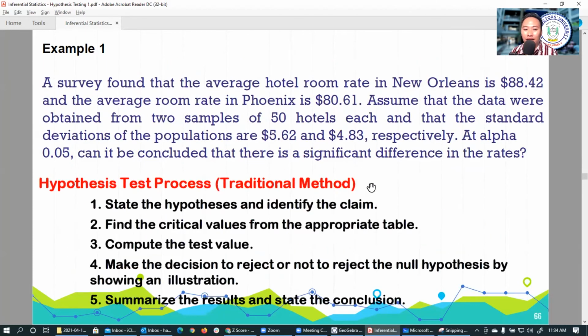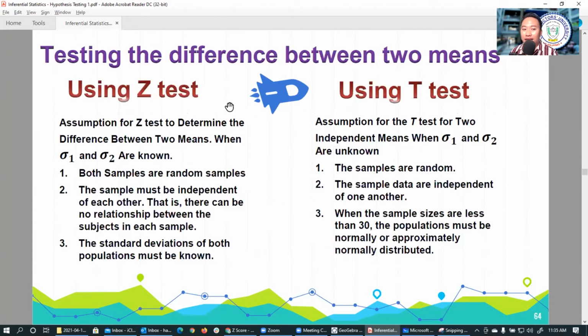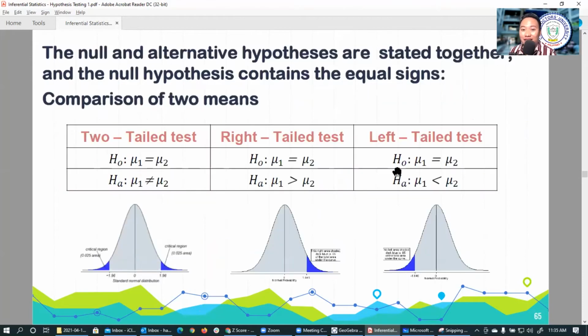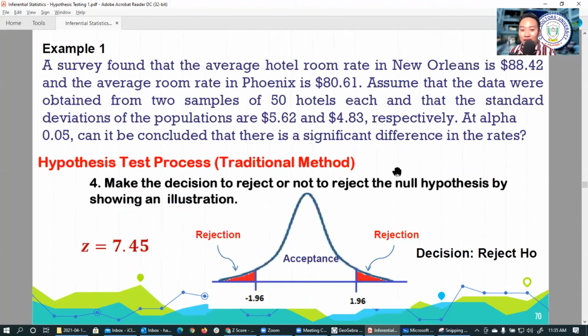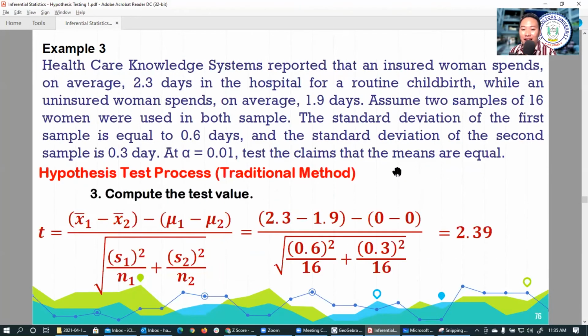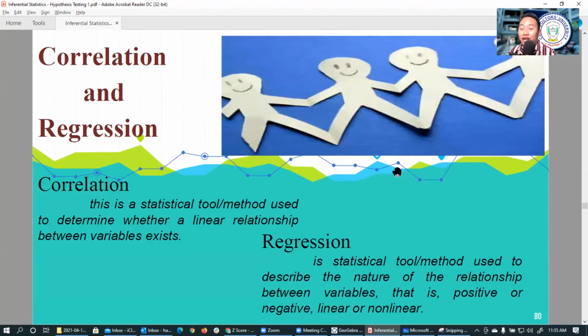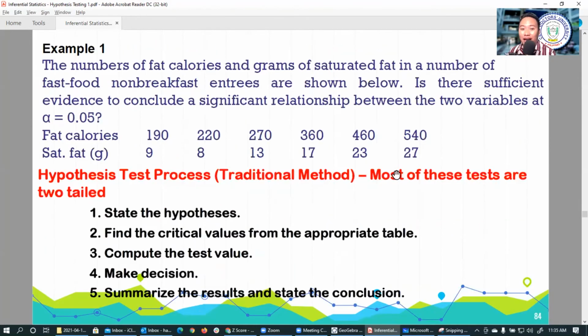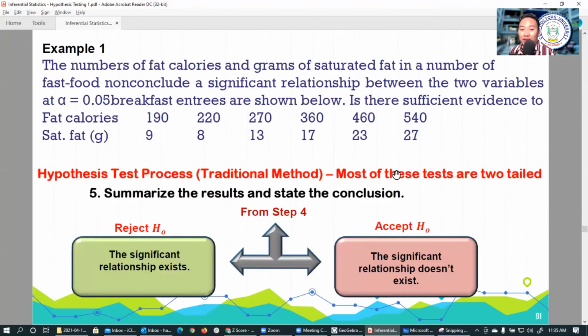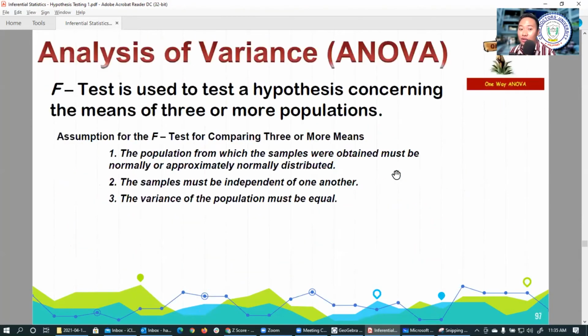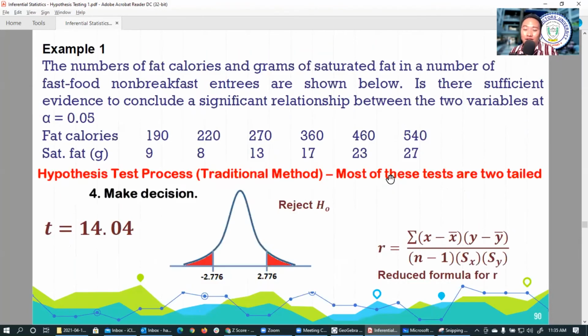Testing the difference between two means, using the z-test and using the t-test. That is another testing tool, another testing instrument. Then correlation and regression come next, then chi-square, and after chi-square comes ANOVA, and so on and so forth. There are many.